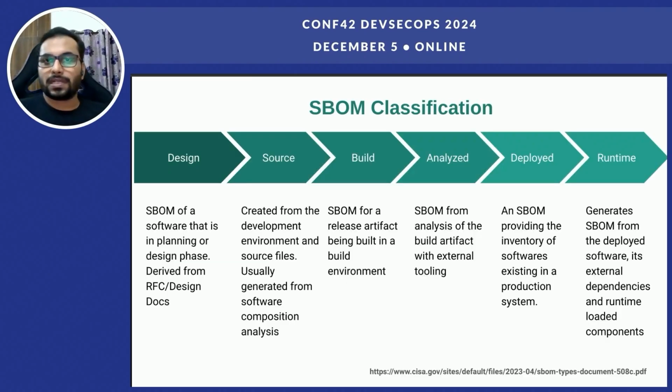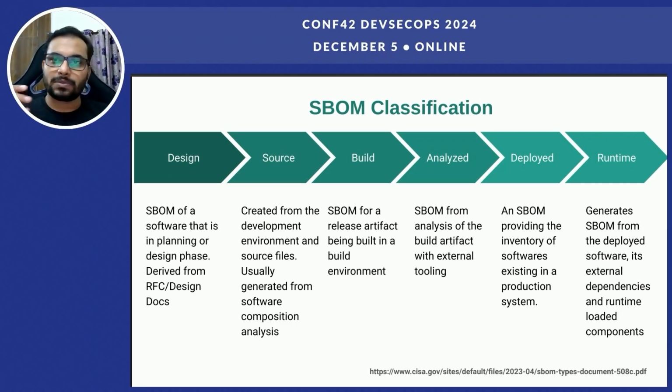So, SBOM classification. SBOMs can be generated at various stages of your software development lifecycle and have different classifications and purposes. CISA, the US Cybersecurity Agency, classifies SBOMs into 6 categories, as you can see: design, source, build, analyze, deployed, and runtime. It's quite self-explanatory. The software bill of materials can be generated at all these stages, depending on whether you're building a software or you just bought a software and things like that.